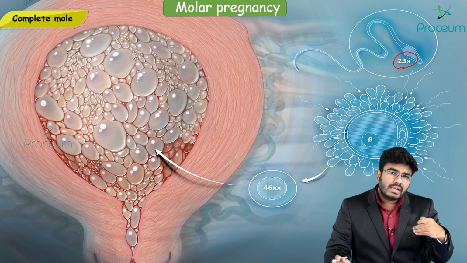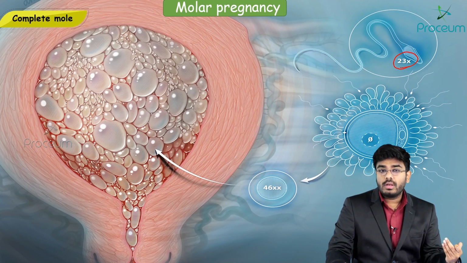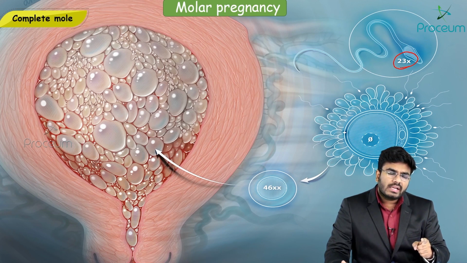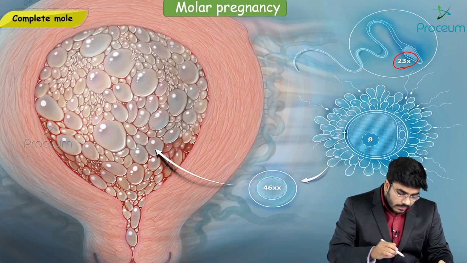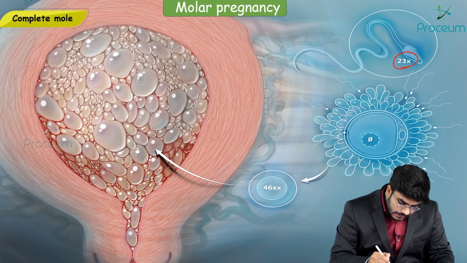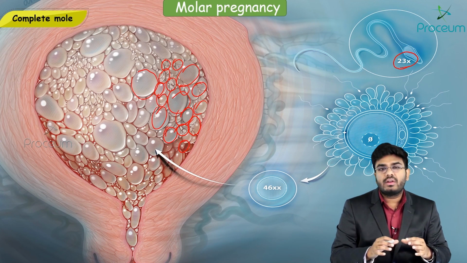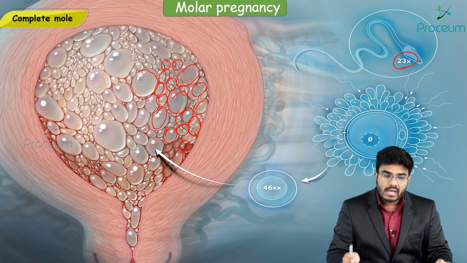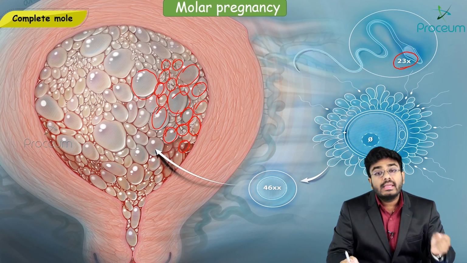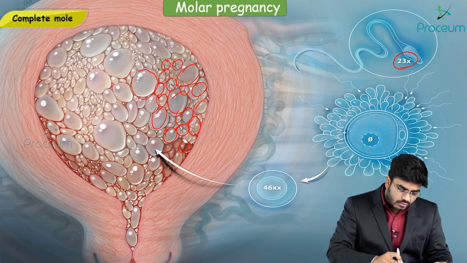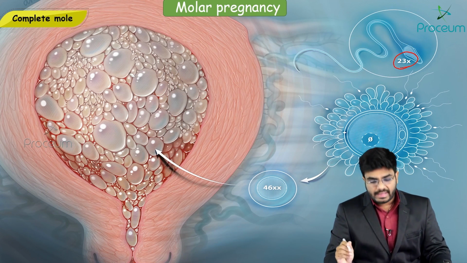Complete mole is more dangerous than partial mole. It is not allowing any fetal tissue to grow. As I have already said, in complete mole the trophoblast proliferates too much. It occupies the entire uterine cavity, which is filled with cyst-like material. These cysts are nothing but trophoblastic tissue, totally crowding up the uterine cavity. No fetal tissue is growing. This is entire trophoblastic tissue completely occupying the uterine cavity.